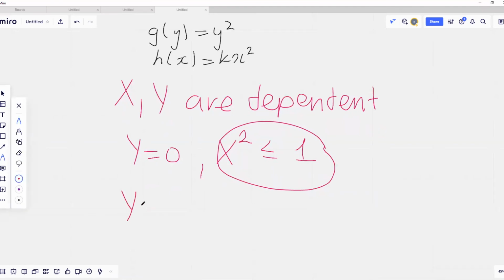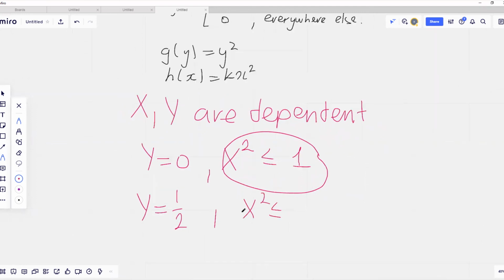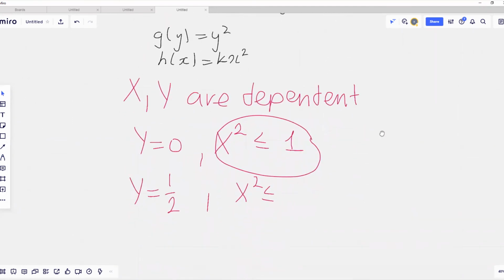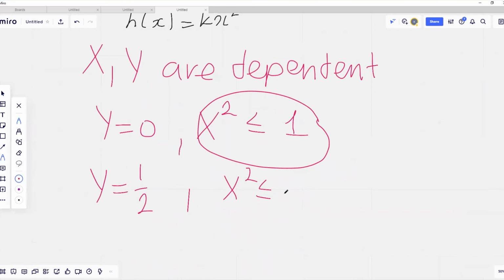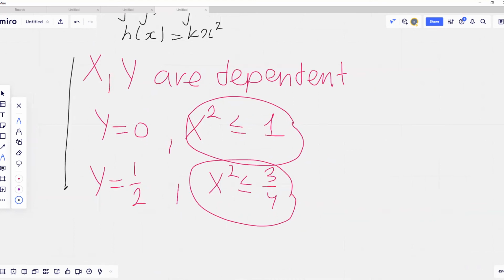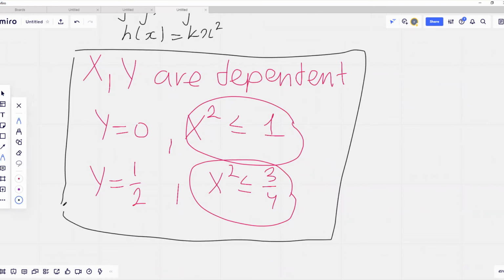If y is equal to, let's say, 1/2, then if we substitute 1/2 here, only values of x squared less or equal than 3/4 are going to give us non-zero probabilities. So what happened here is that knowledge of the random variable y had an effect on probabilities related to the second random variable x, which means that x and y are dependent.